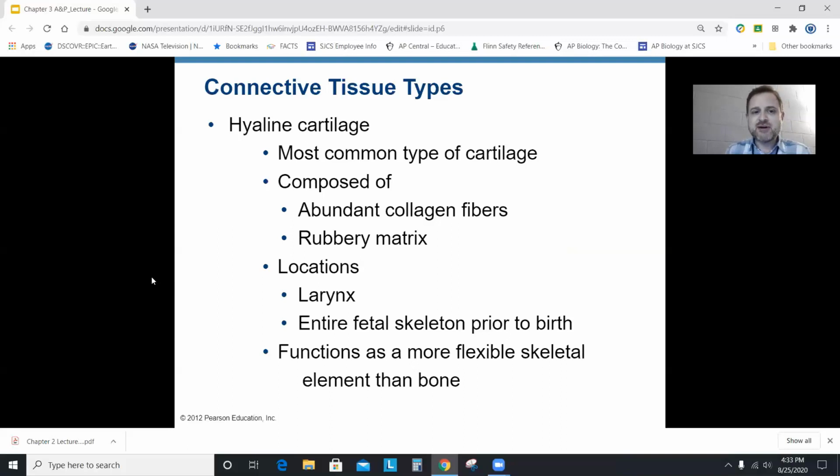The next type is called hyaline cartilage. There's a couple different types of cartilage. Hyaline cartilage is the most common type. It has a very rubbery matrix, lots of collagen fibers, very supportive. Locations: this is what's in your larynx and your voice box.